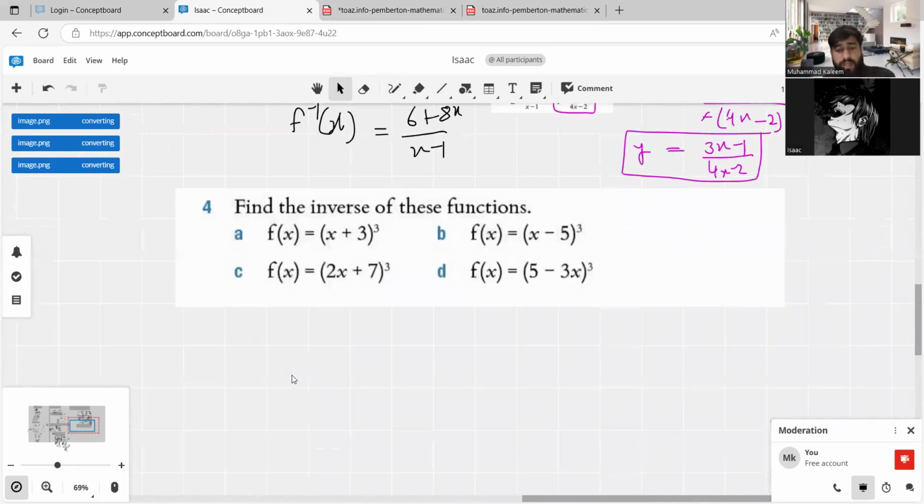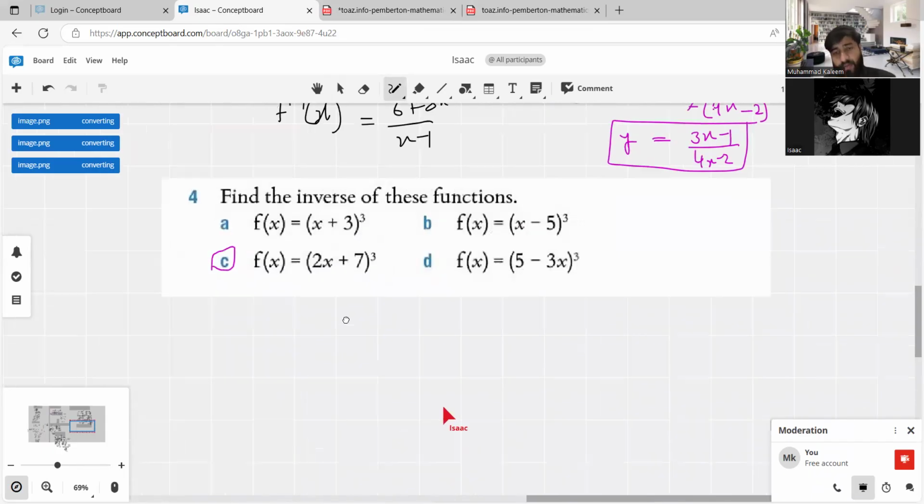Okay, we will solve just the last 2 parts. I will solve D, then you have to solve C. Do you have a notebook at this moment?